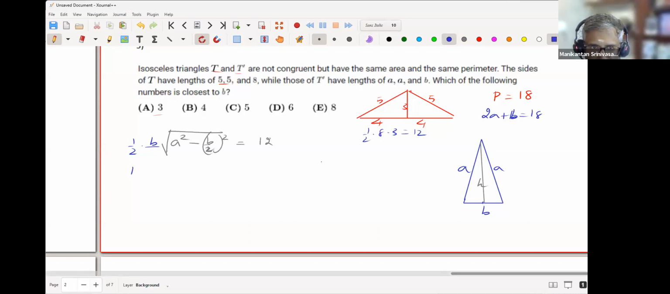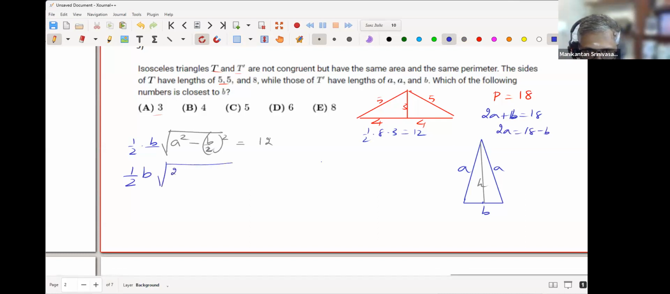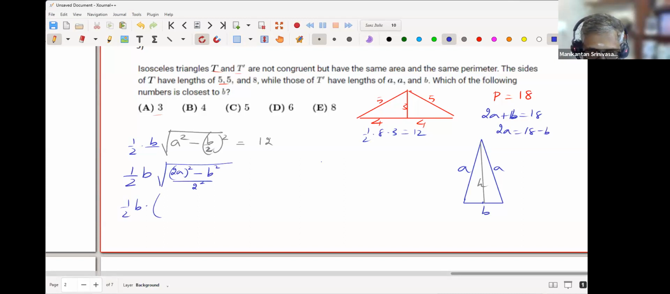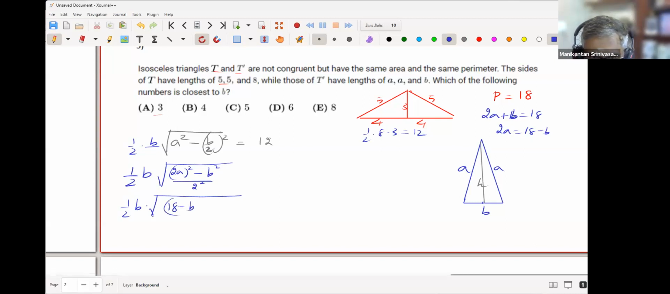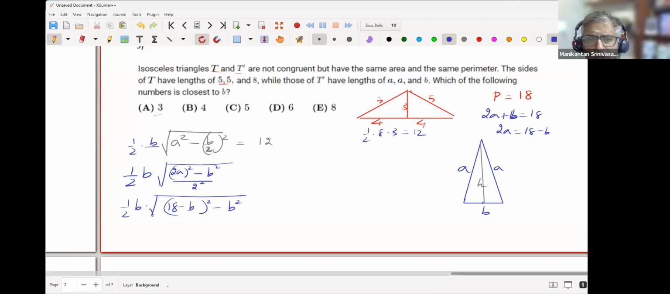So 2A plus B. Okay, so we can convert. I can replace every 2A with 18 minus B. So 2A is nothing but 18 minus B, and where do I see a 2A? This is 2A the whole square minus B square upon 2 square. So half into B into this is square root of, let's do the simplification. It's important to do simplification well. So 18 minus B the whole square minus B square, whole upon, I can bring the 2 outside of this thing, whole upon 2. Okay, all right. This should be equal to 12.